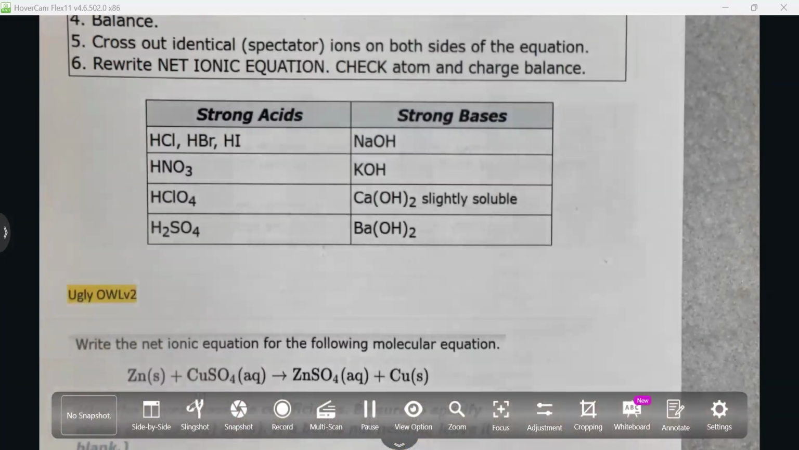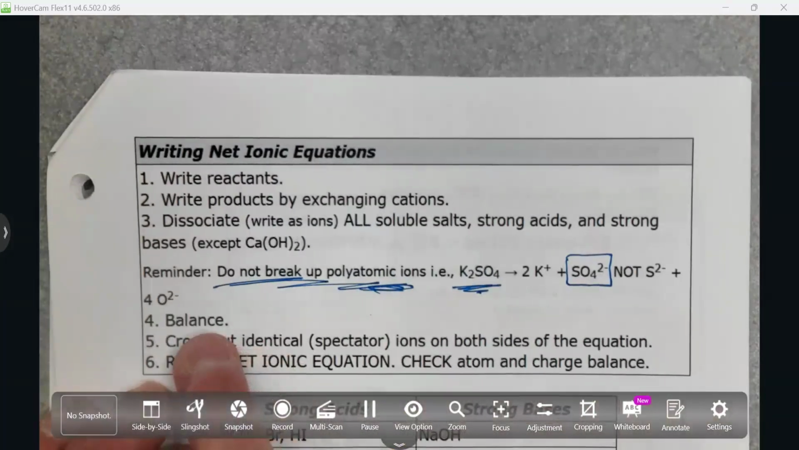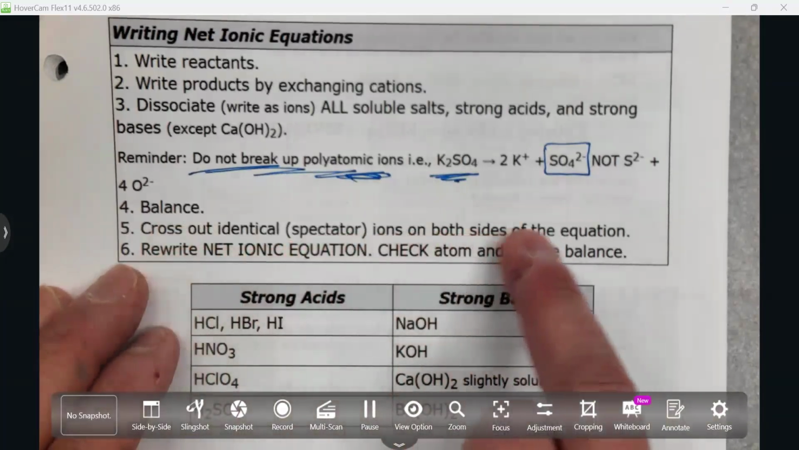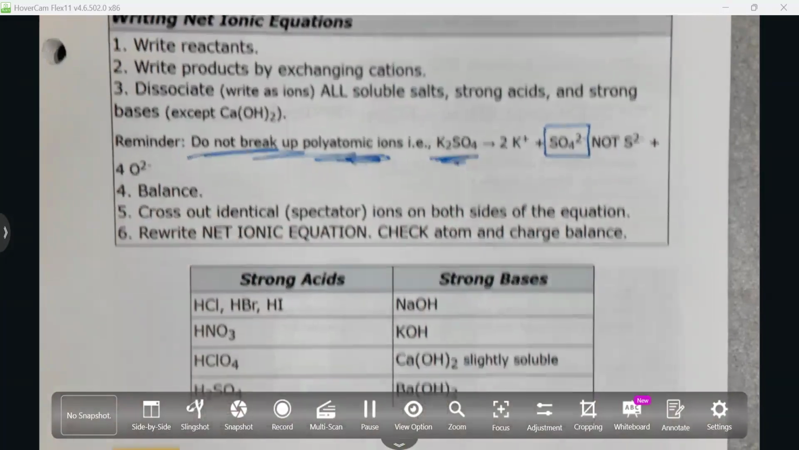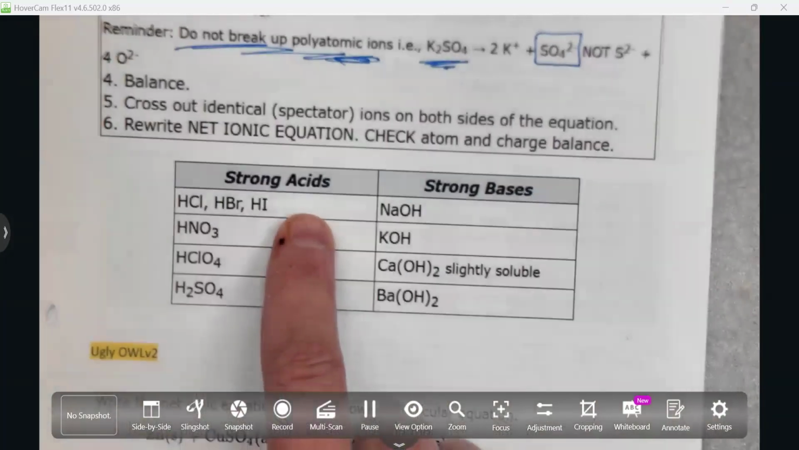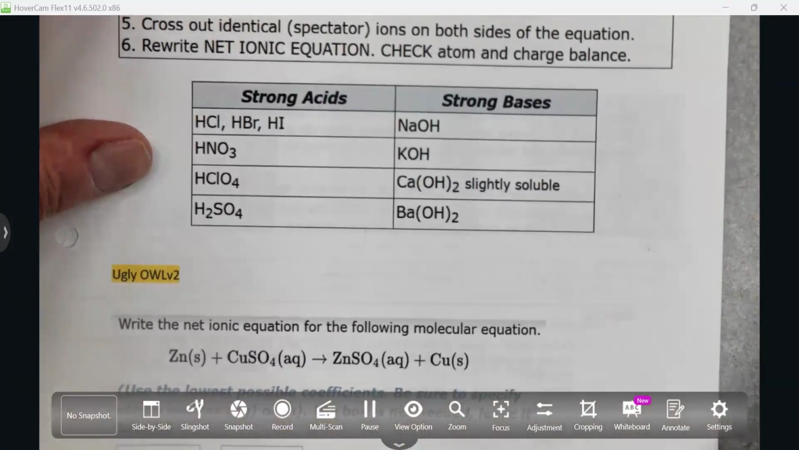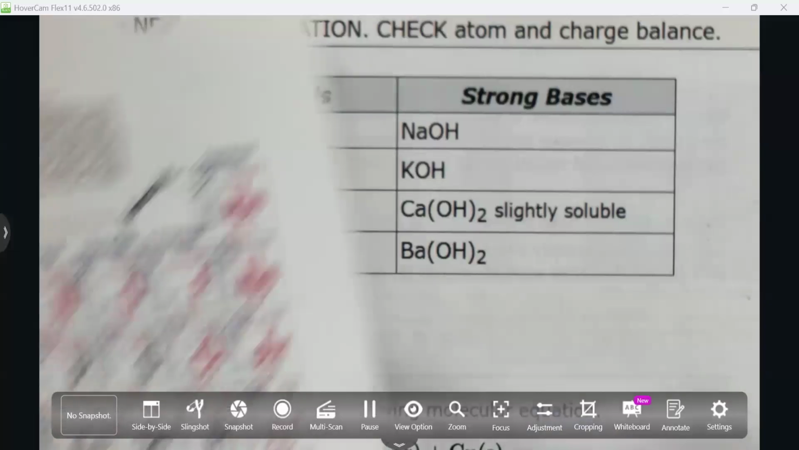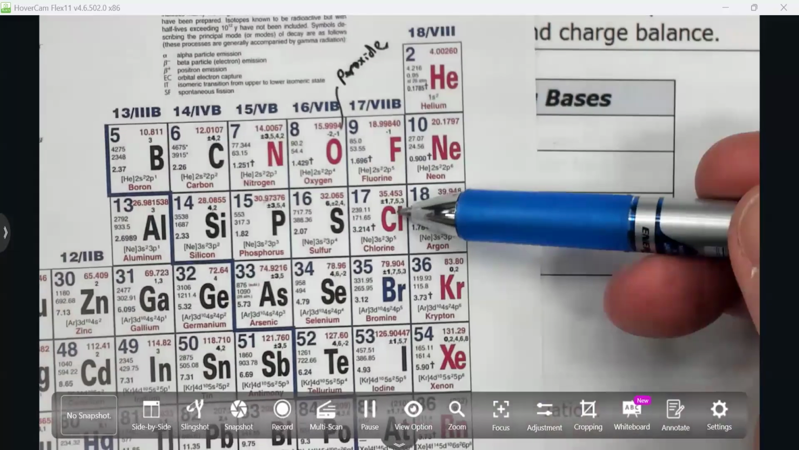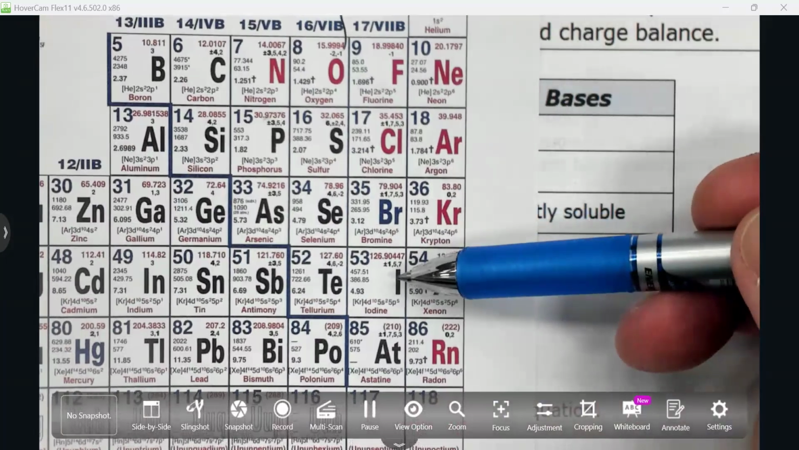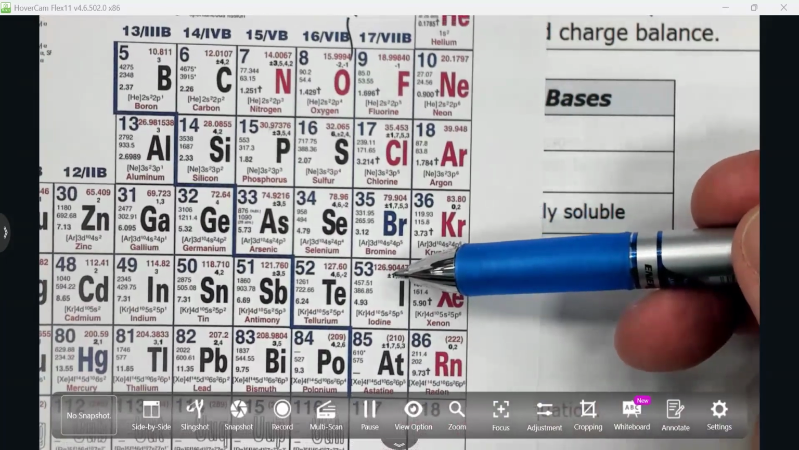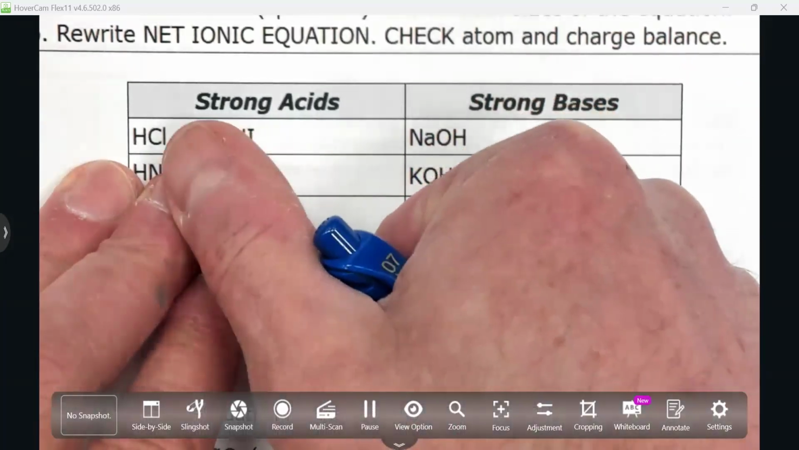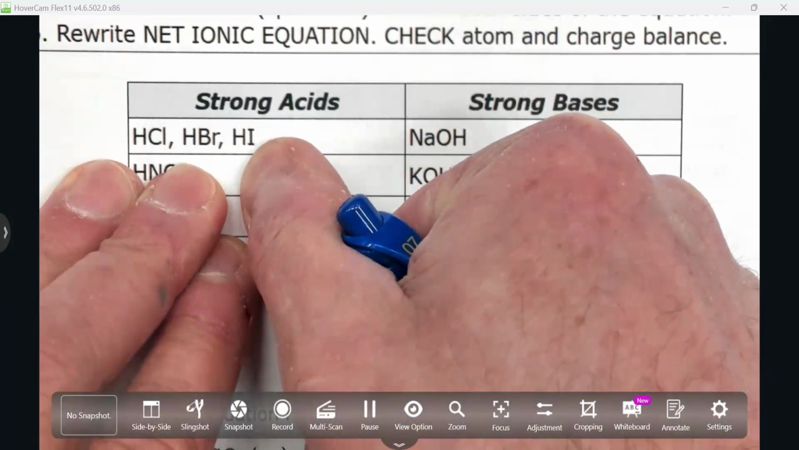Okay, strong acids here. Oh, I should slow down here. Balance, and then cross out identical spectator ions on both sides and write the net ionic. If you have a strong acid, now where do we have strong acids on our periodic table? HCl, HBr, and HI. For binary acids that would all start with hydro and end in ic: hydrochloric, hydrobromic, hydroiodic.